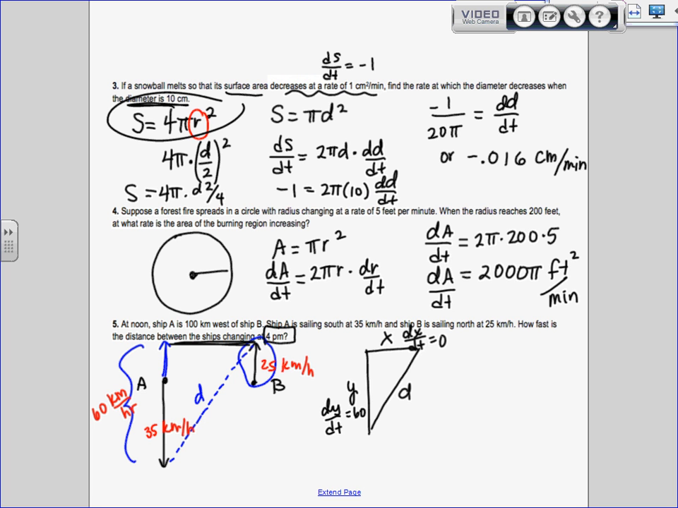Okay. It's saying at 4 p.m., what's happening? So we started at noon, so we've traveled for 4 hours. The one that's going down, ship A, was going downwards 35 kilometers each hour. So how far has it moved in 4 hours? 35 times 2 is 70, times 2 again, 140, right? So this one's 140. And then what about X? They were 100 kilometers apart, right? So that's 100. So you can find D at that point, right?